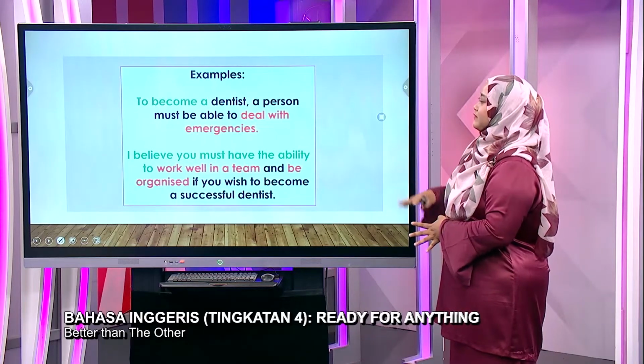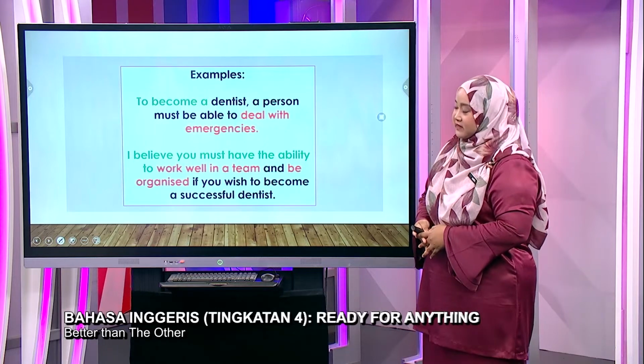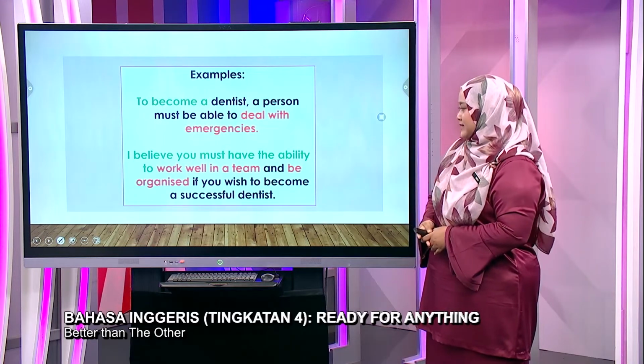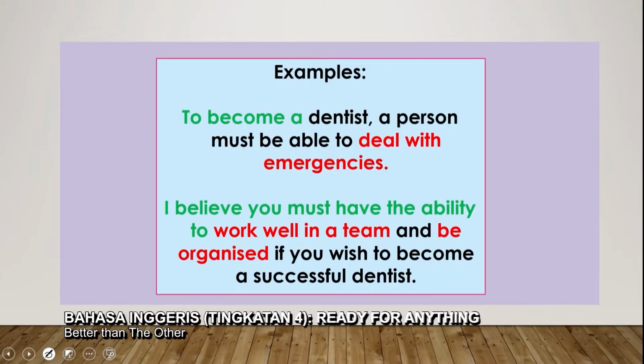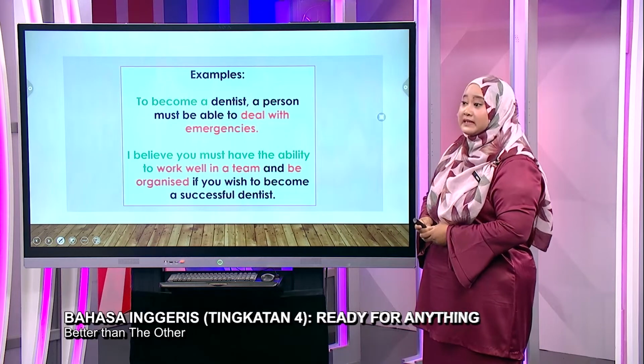Okay. So here is the first sentence. To become a dentist, a person must be able to deal with emergencies. The phrases highlighted in green are the speaking frame, while the phrases highlighted in red are the personality adjectives. So in the first sentence, I already put the speaking frame together with the personality adjective. Okay, let's see the second sentence. I believe you must have the ability to work well in a team and be organized if you wish to become a successful dentist. The speaking frame used is, I believe you must have the ability to.